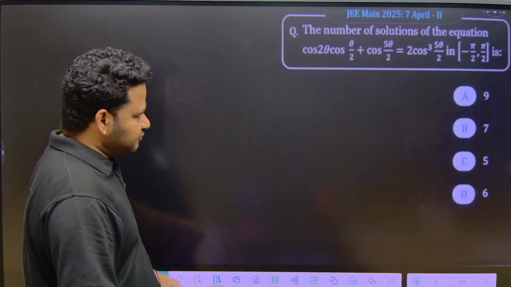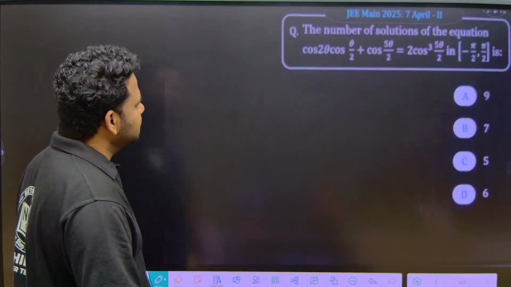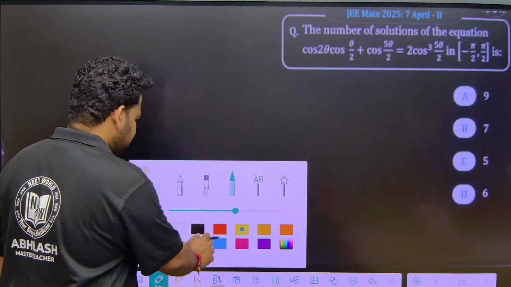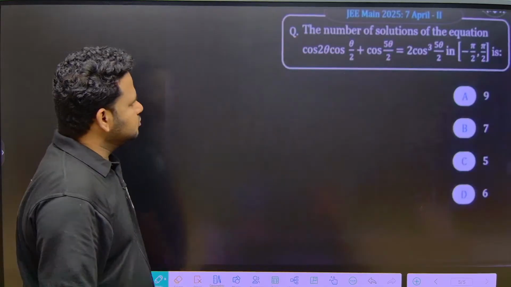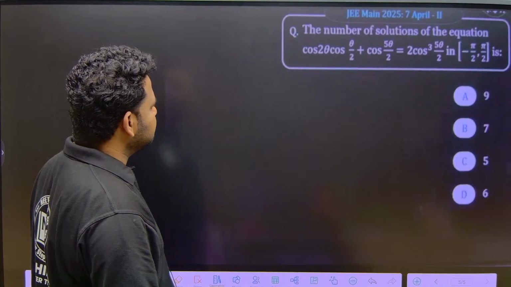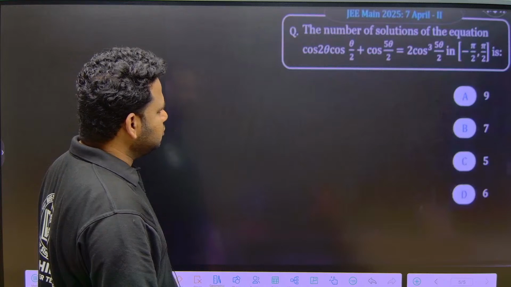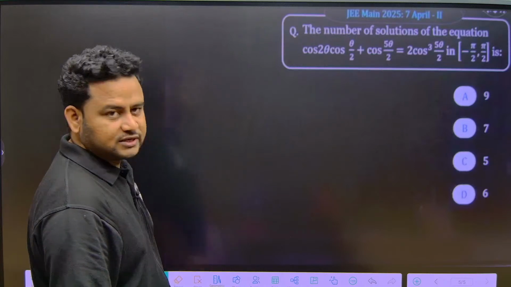We have to use the concept of trigonometry here, not just directly solve the equation. Anyways, our basics are strong, we can do this. So, what was given? The number of solutions of the equation cos 2θ cos θ/2 + cos 5θ/2 = 2 cos³ 5θ/2. Okay, this is what they have given.